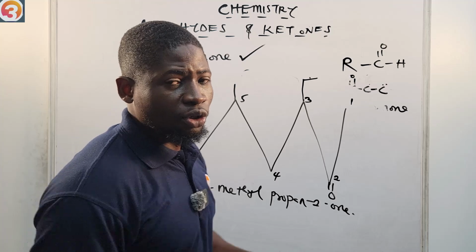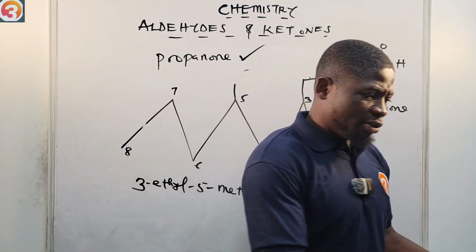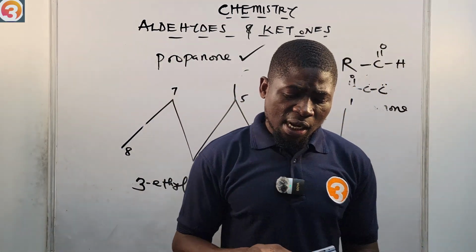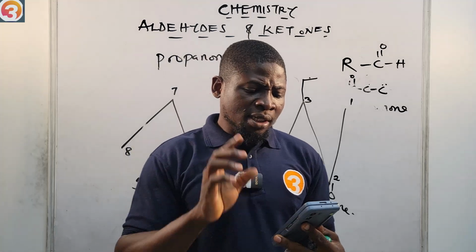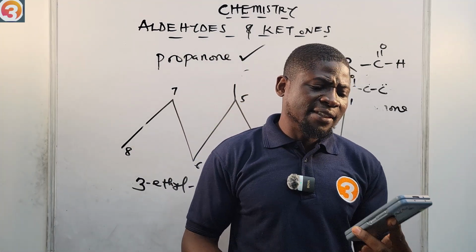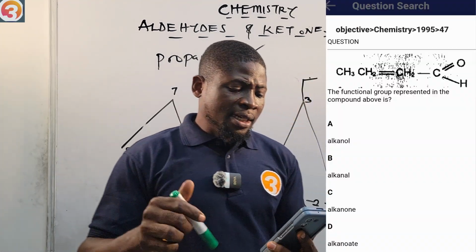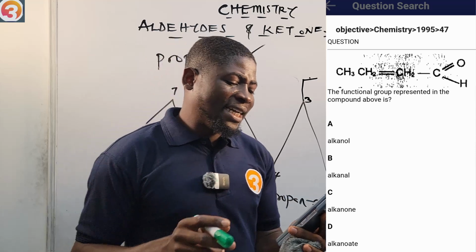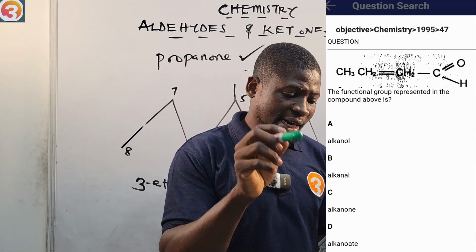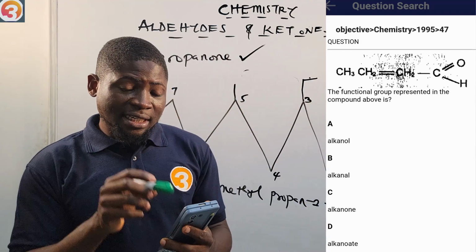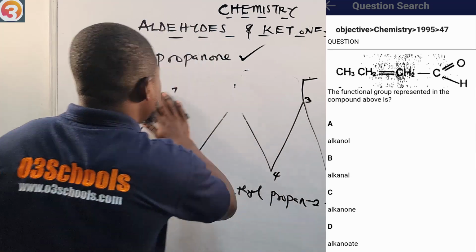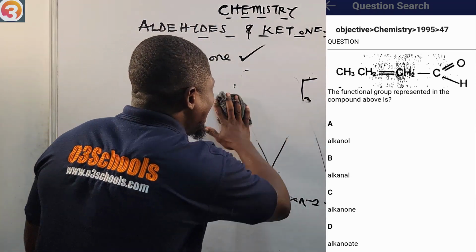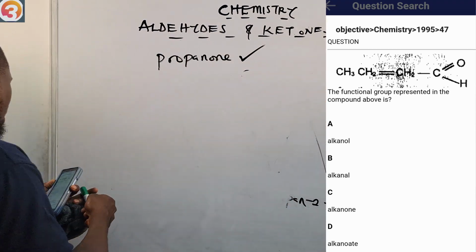So now let us jump to the O3 School JAMB CBT Practice app and take some questions, and we'll be done with this class. The question we're looking at is 1995, number 47. They say the functional group represented in the compound above, which is being displayed on the screen right now, is what? You can see the CHO group there is at the end of the chain.